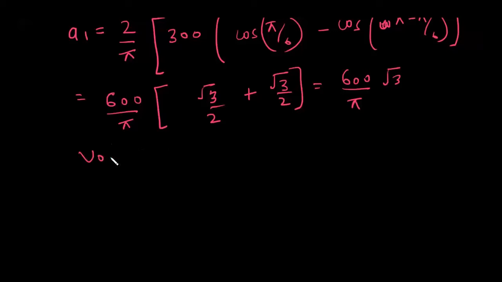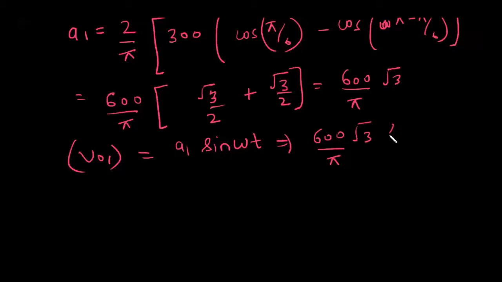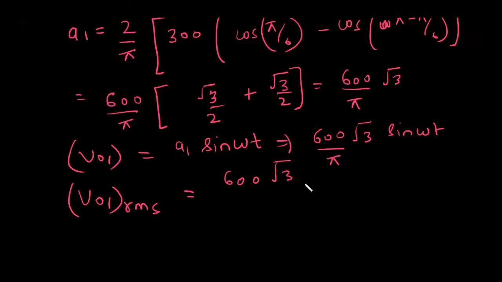So the fundamental component is equal to a1 sine omega t, equal to 600 by pi root 3 sine omega t. So the fundamental RMS value will be 600 root 3 by pi root 2. If you solve this, you will get 233.9, and this is the answer for this question.